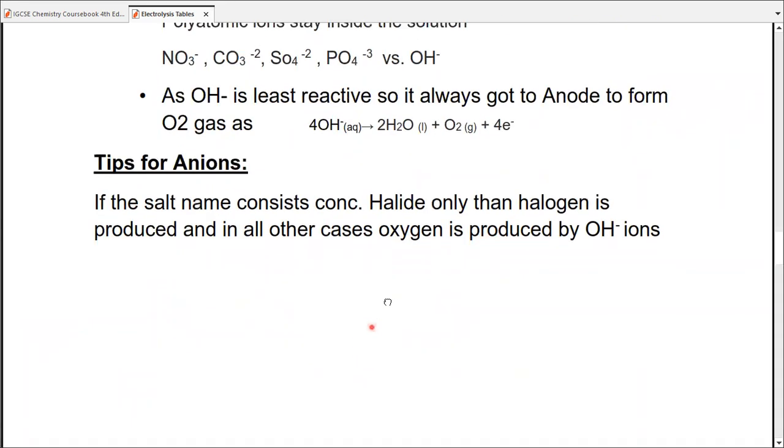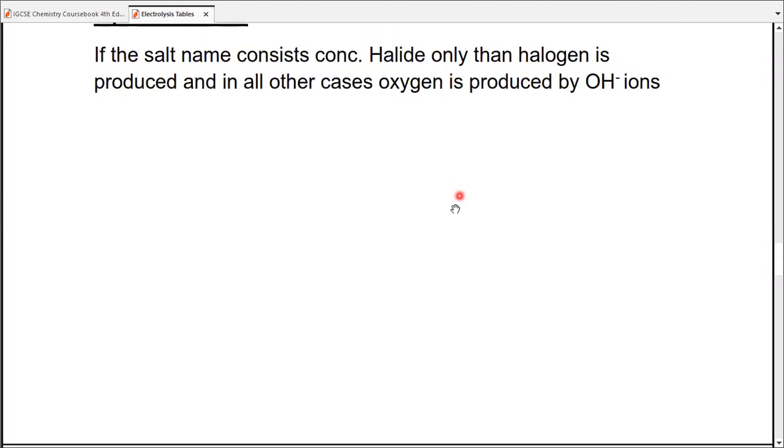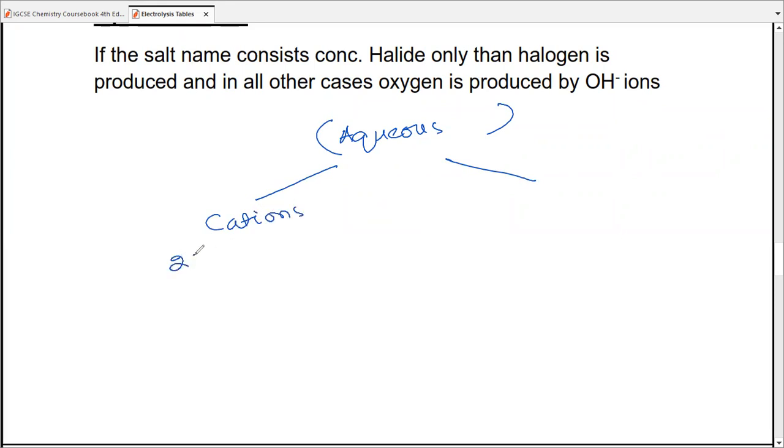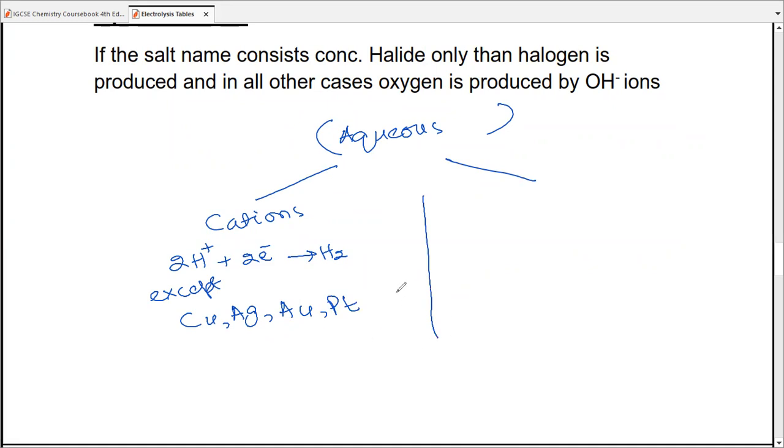Now going through these tips may make it a little bit difficult. So I am going to convert aqueous solutions into an easier set of tips. For cations, this is the equation every single time, except when copper or silver or gold or platinum is present as a part of cations.